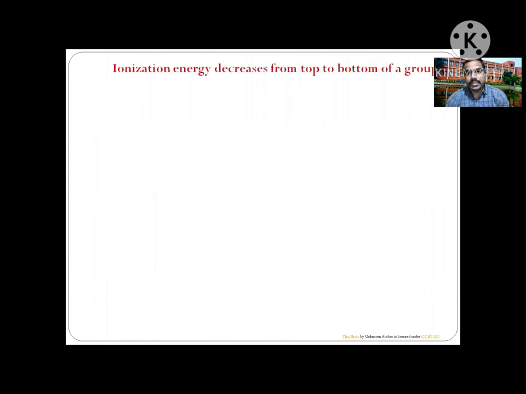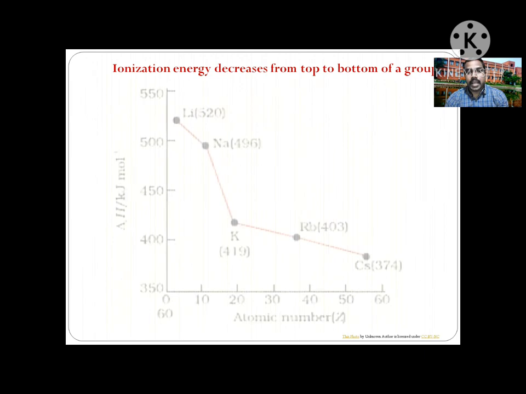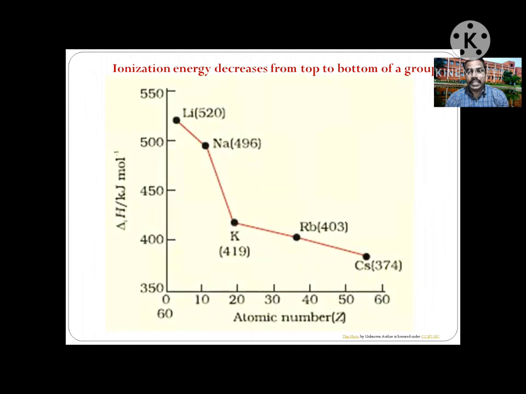The ionization energy decreases from top to bottom of a group. In a group, the ionization energy value gradually decreases because, descending from one element to the next in a group, the number of shells increases. As the number of shells increases, atomic radius increases. As atomic radius increases, the effective nuclear charge on valence shell electrons decreases. That makes the ionization energy value decrease.